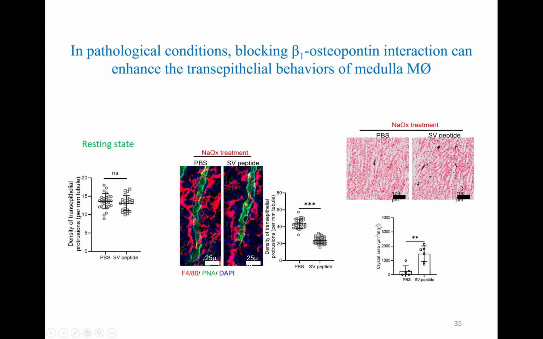So in conclusion, ligation with fibronectin through the integrin beta-1 is important for formation of transepithelial protrusions by macrophage in steady state. But in diseases such as kidney stone, the upregulated osteopontin by epithelial cells would further enhance the transepithelial behaviors. So this kind of transepithelial behavior is actually determined by both the macrophage and the environment and the tissue cells.